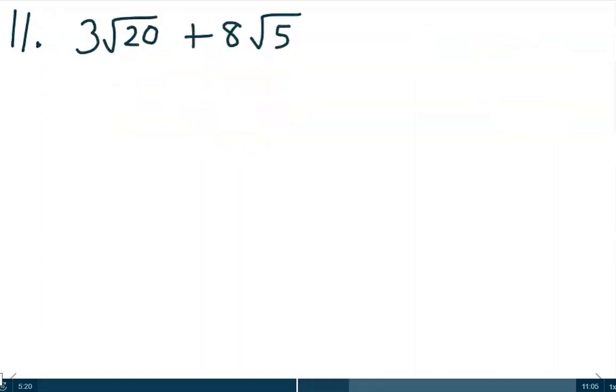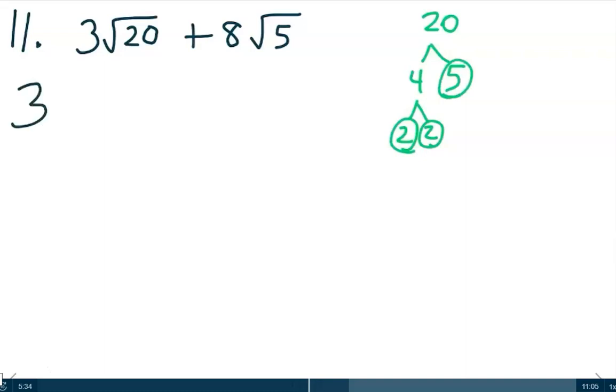They're not like radicals yet, so work with the 20. Do a factor tree on the 20. To multiply and get 20, you can do 4 times 5. 4 is 2 times 2. So instead of square root 20, we can have square root of 2 times 2 times 5. So we have 3 times square root of 2 times 2 times 5. And then we still have that plus 8 square root 5.